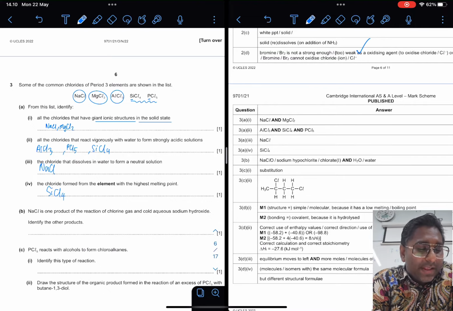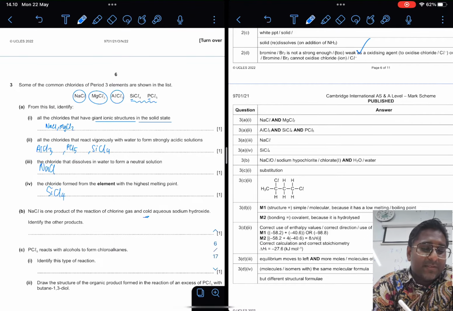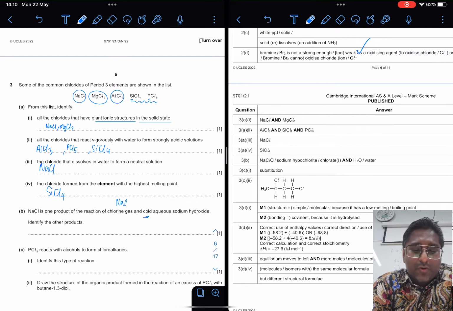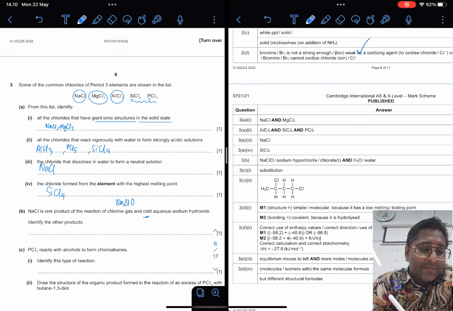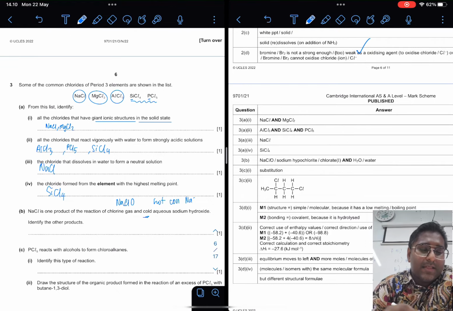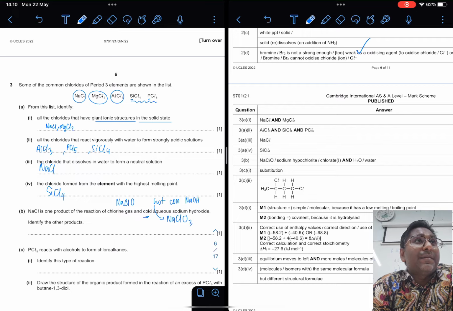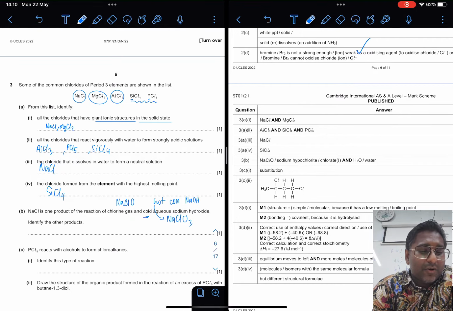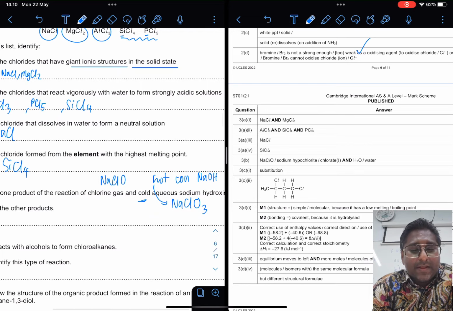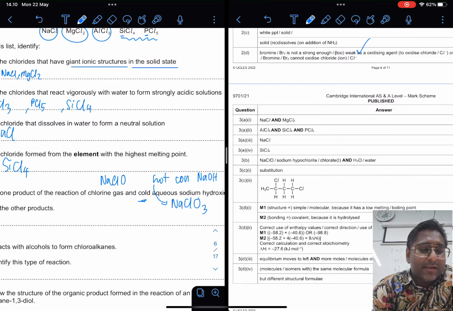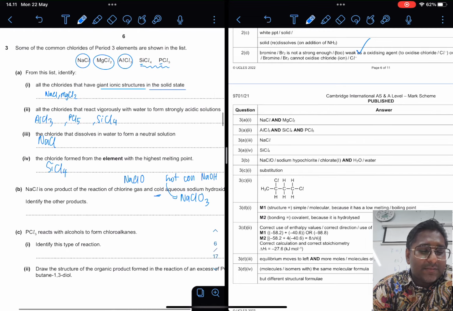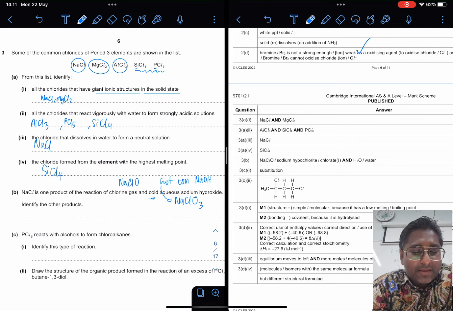It's there. Now, NaCl is one product of the reaction of chlorine gas and cold sodium hydroxide. Under cold conditions, please remember NaClO will be formed. But if they say hot concentrated sodium hydroxide, then it is going to form NaClO3. Do you remember this? If it is cold, NaClO. If it is hot, you will get NaClO3. So NaCl is one of the products of the reaction of chlorine gas and cold aqueous sodium hydroxide.